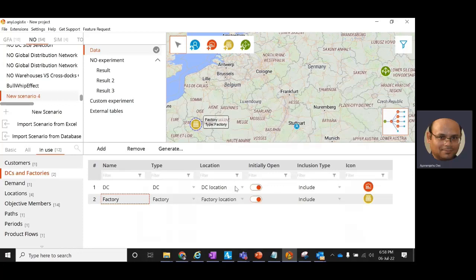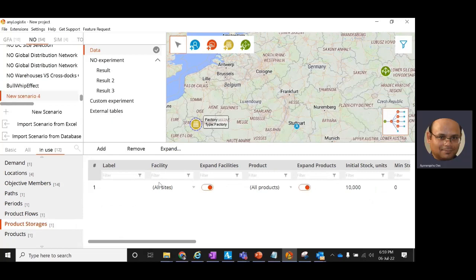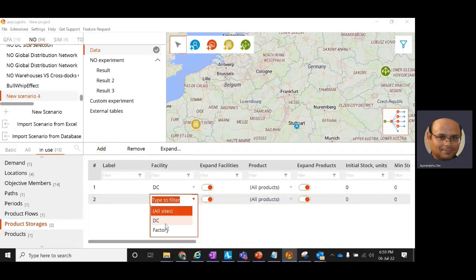So now we want the flow to happen from the factories to the DCs and from DCs to the customers. So what we can do is in the product storages, instead of having all sites in the facility, we can select a first DC and we say that there is no initial stock in the DC, and then we add a factory. And we say that the factory has some initial stocks.